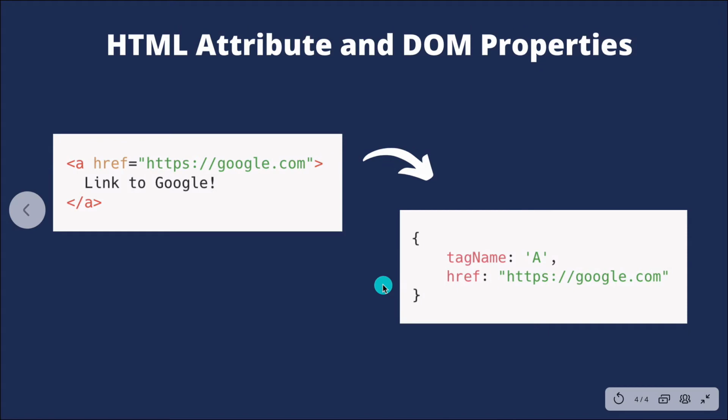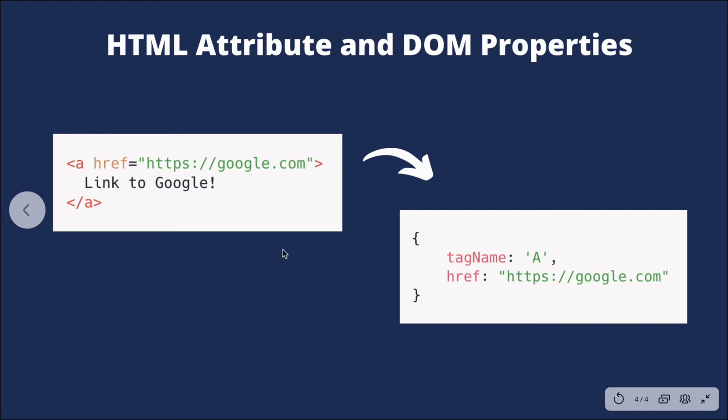Let's move on to the next topic, that is HTML attributes and DOM properties. In general terms, attribute and properties mean the same thing. But in the context of HTML and JavaScript, it becomes a bit confusing. To display anything on the page, we need to write HTML, and the browser generates the DOM based on this HTML. Say for example, here we have an anchor element, and the DOM object generated for this contains a tag name of A and href of google.com.